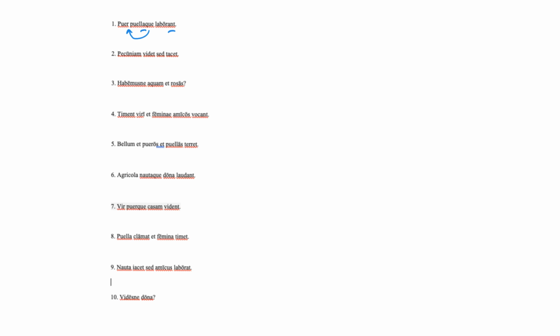All right, number 2. So pecuniam, videt, sed tacet. So sed is another conjunction. All right, it means but it's still a conjunction, does the same thing. And so it's linking videt and tacet. All right, conjunctions will often come between, when they're freestanding words, will come between the words that they are connecting. All right, that means pecuniam is the only noun in the sentence, and you'll note that it has that am ending, which is the accusative ending. So, videt, sed tacet, pecuniam.